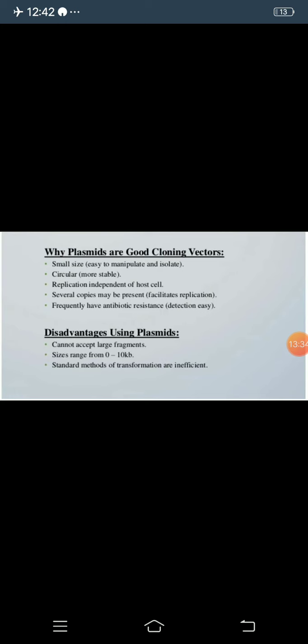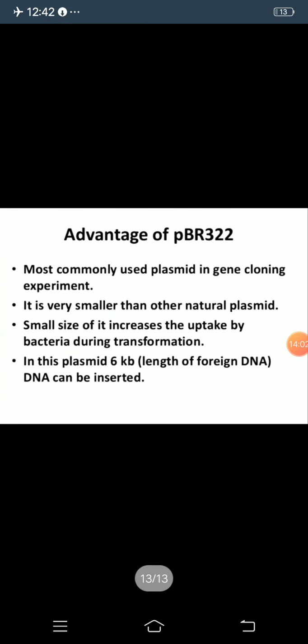Disadvantages are that it cannot accept large fragments, because it is actually too small. The size of the fragment ranges from 0 to 10 kb, and the standard methods for transformation are insufficient. These are some properties of a good cloning vector, meaning pBR322 is a good cloning vector because of these properties.